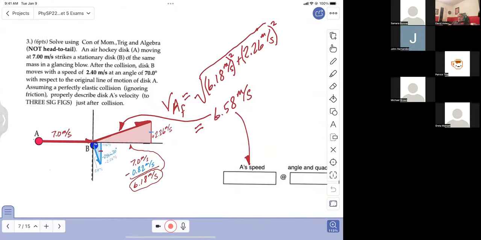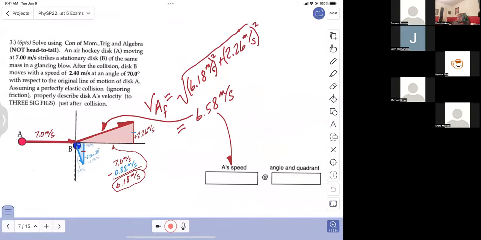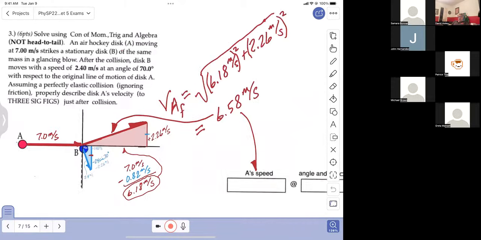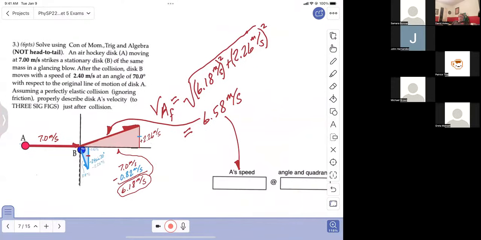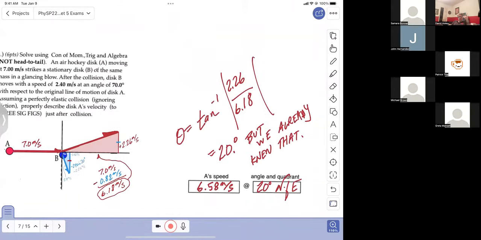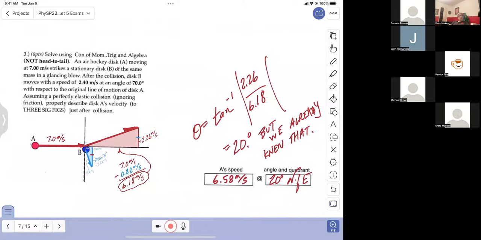Now we got to finish this daggone thing. By the way, this is the shortcut version. I got 6.58 there because I just did the Pythagorean theorem. Then I got to find the angle, and I used inverse tangent of the y over the x, so 2.26 over 6.18. I already knew it was 20 degrees, but it was a good verification. So it's 20 degrees, the two sig figs anyway. Okay, done.